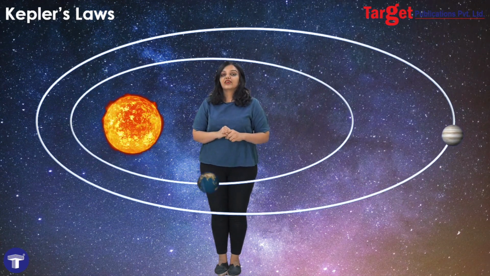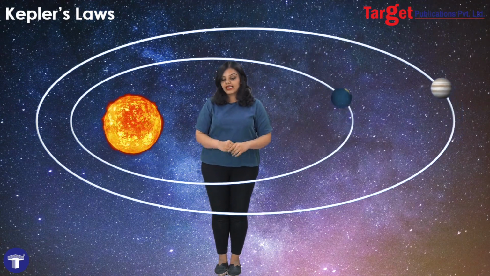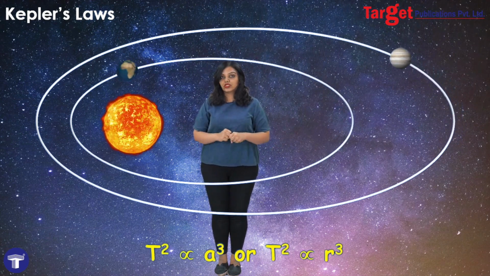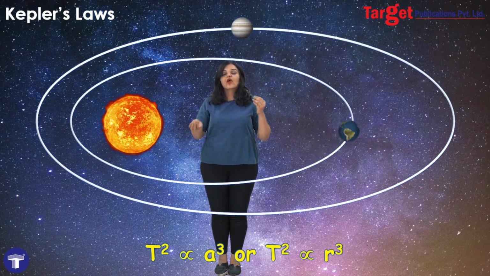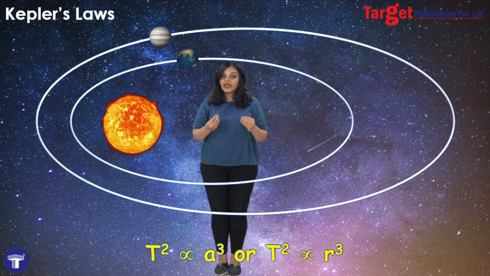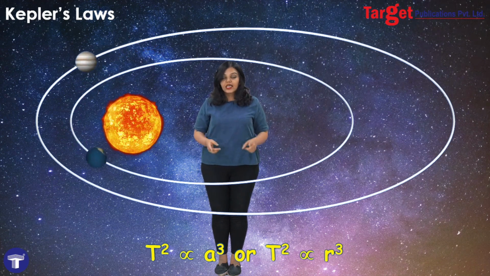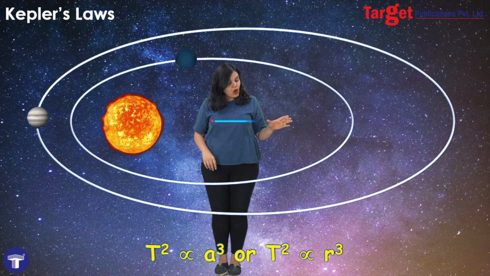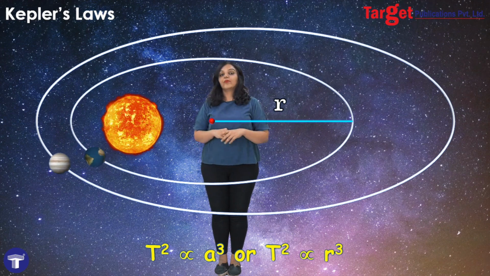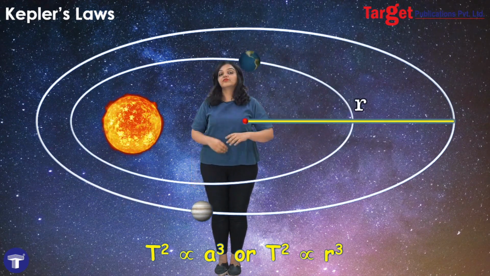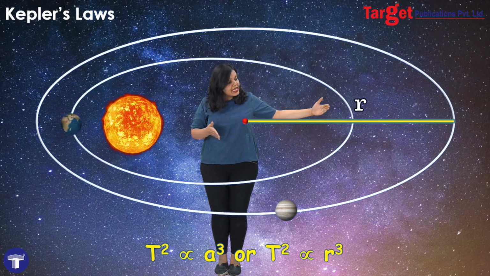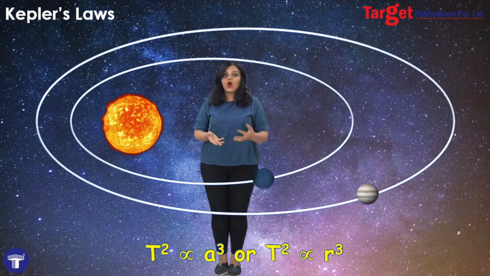Simplistically speaking, if I just write it mathematically, I am saying that T squared is directly proportional to a cubed, or I can say T squared is directly proportional to r cubed, where a or r is nothing but the radius of the semi-major axis. So let me show you what I mean. For the Earth, it is this line that forms the semi-major axis, whereas for Jupiter, it is this line that forms the semi-major axis, and the length of these lines is what is a or r.